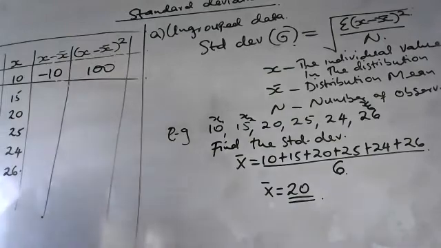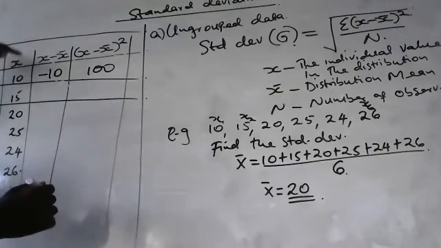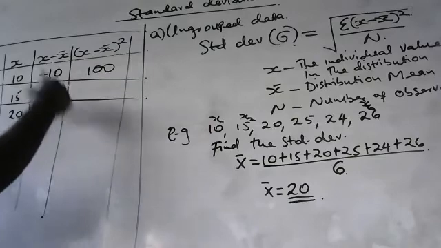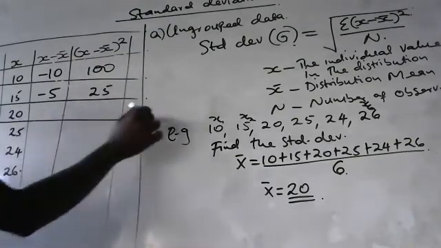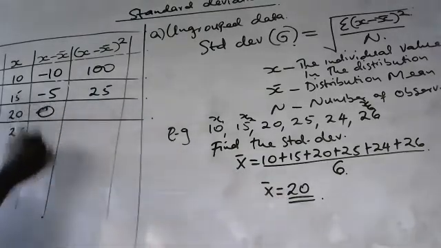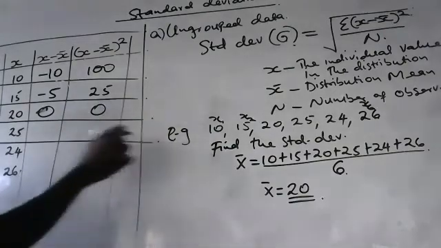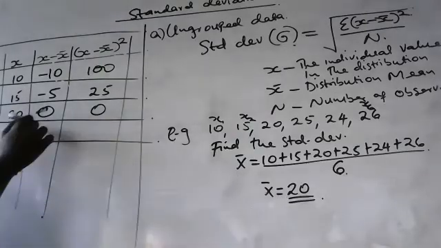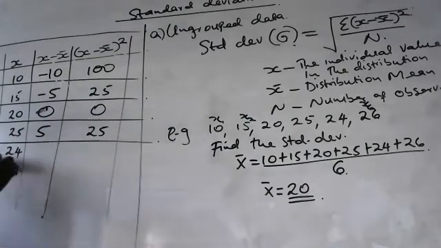When X is 15, we have 15 minus X bar, which is 20, which is negative 5 squared. It gives us 25. When X is 20, 20 minus X bar, which is 20, is 0. 0 squared is 0. When X is 25, you minus X bar, which is 20, you find 5. 5 squared gives us 25.